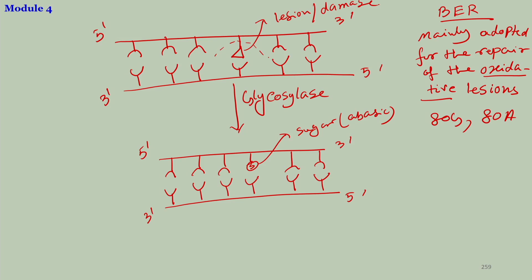Now, what you have to do, the correct nucleobase has to be incorporated in this position, then only it will be repaired. So, what the repair mechanism does, it does not take any chance, it does not take any risk. Once this abasic site is formed, it will chop off a portion of the single stranded DNA containing the abasic lesion.